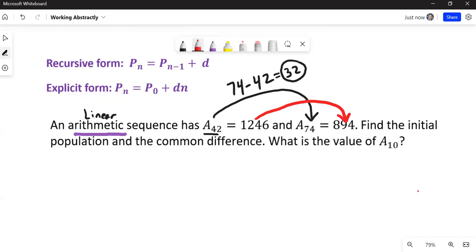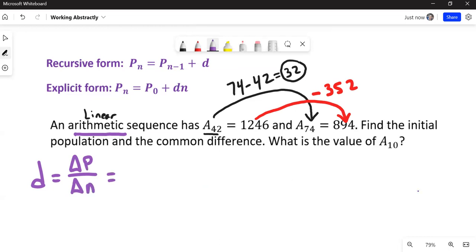Now, you can see that it went down. Right? It went down. I'm going to write it as a negative. It went down 352. So the idea is that your D, and I'm going to write it down here below, your common difference can be found by looking at the change in the population value. That's the change in the population, change in P, and you divide that by the number of terms that it took. That would be the change in N.